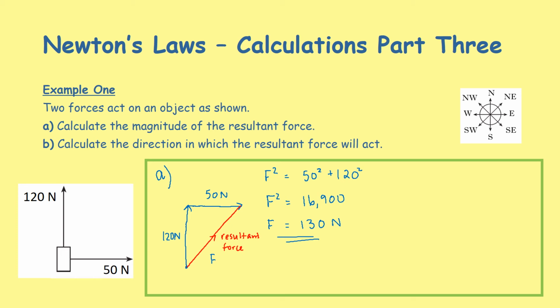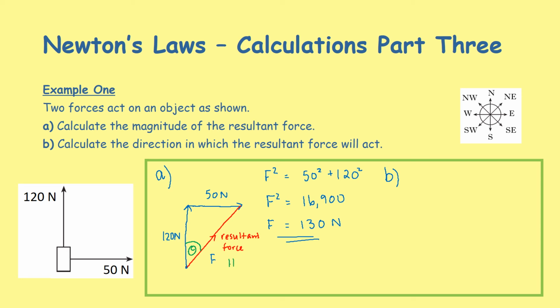For part B, we need to calculate the direction in which the resultant force will act. To do this, we want to put our angle symbol in here. So we always do this from the start point. Our angle theta is going to be just here. We want to use trigonometry to work this angle out. And again, if you need a recap on this, you can go back to one of the previous lessons where we recapped trigonometry. First, let's label our sides.